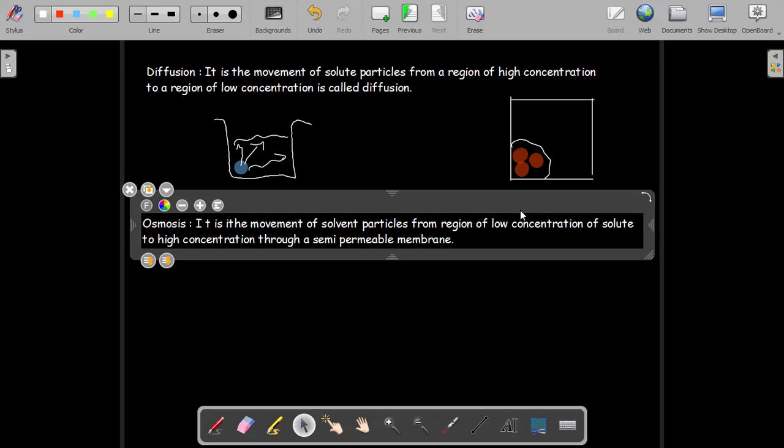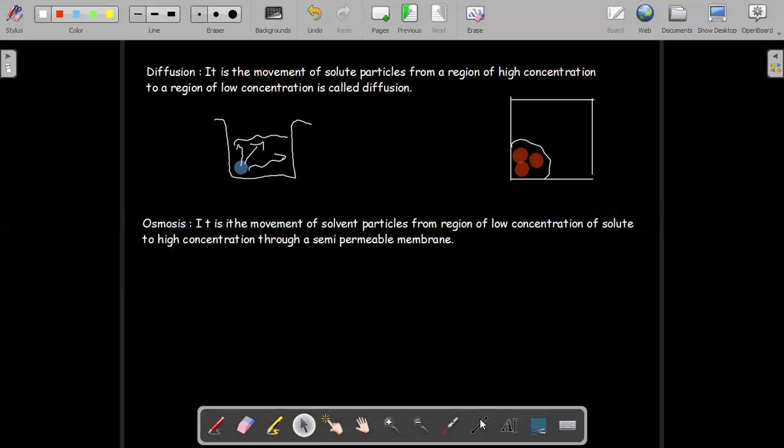So through a semi-permeable membrane, there is movement of solvent particles. See, in osmosis, there is no movement of solute particles. The solute particles are not moving. We have restricted the movement of solute particles by putting a semi-permeable membrane between the two solutions. Sir, also the cell wall. Yeah, it can also be the cell wall. So the semi-permeable membrane, let us see how osmosis occurs.